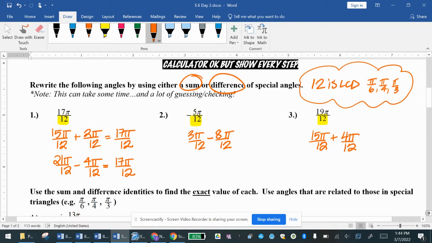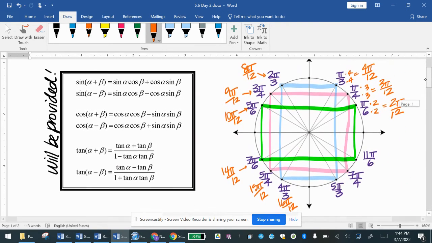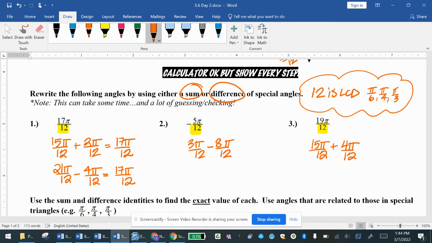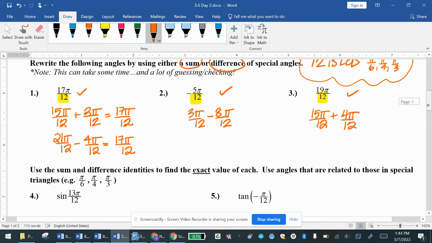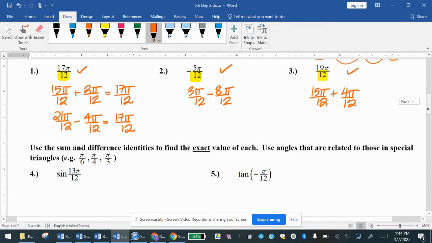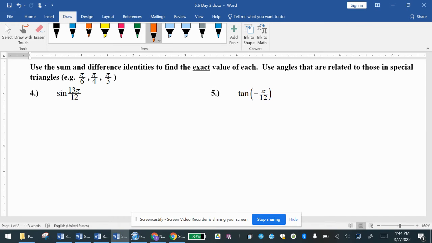Now notice that we changed all the angles in the unit circle to have a denominator of 12 for those purposes, right? To be able to come up with 17 pi over 12 for number 1, negative 5 pi over 12 for number 2, and 19 pi over 12. But those angles with a denominator of 12 correspond to an angle that has a reference angle of pi over 6, pi over 4, pi over 3. So you're going to need to know that when you start evaluating or simplifying.